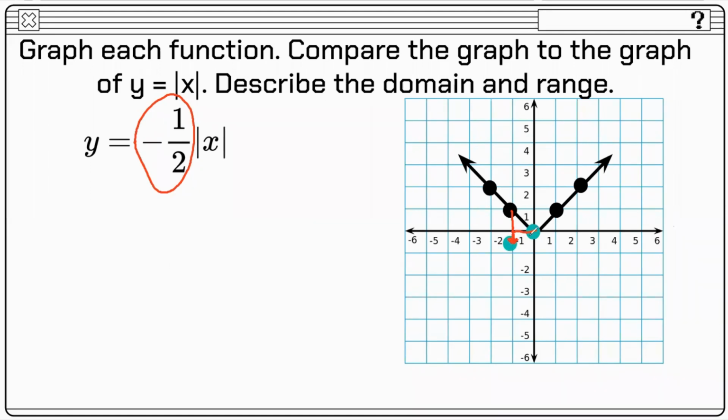You can do the same for 1 to the right. You're going to go down 1/2 units and then plot your other point.